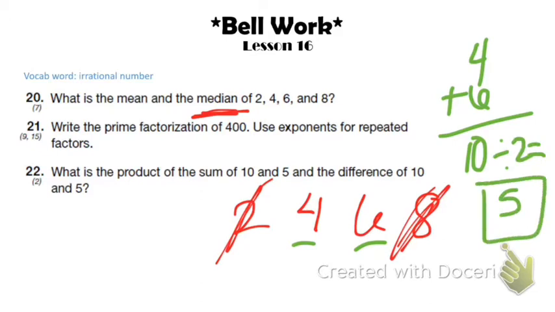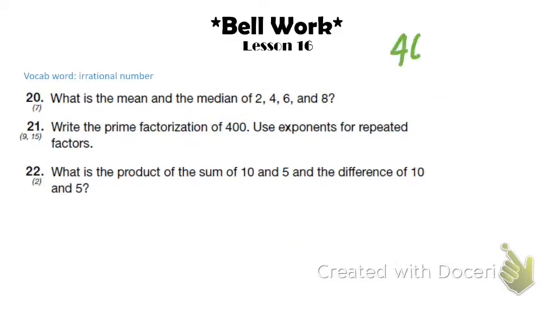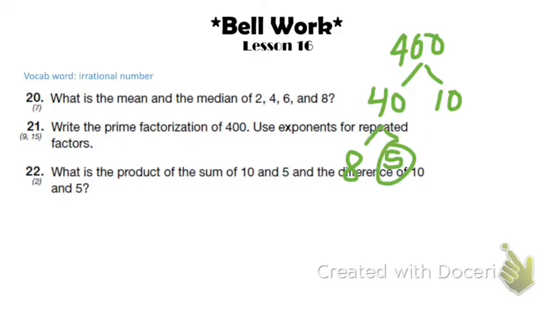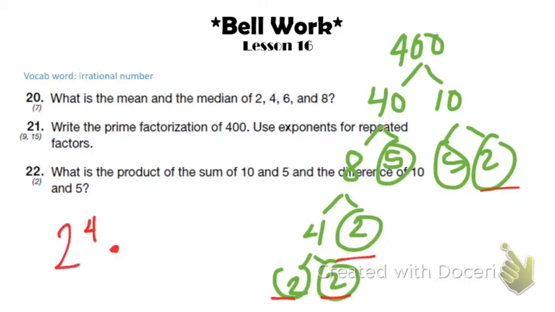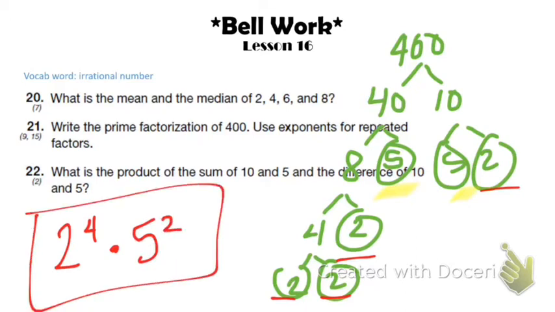21 says, write the prime factorization of 400. Use exponents for repeated factors. So 400, we know we can do 40 times 10. 40 could be 8 and 5. 5 is a prime number. 8 is 4 and 2. 2 is a prime number. 4 is 2 and 2. 10 is 5 and 2. Looking at it, we have 1, 2, 3, 4 twos. So that would be 2 to the 4th power. And then we have 1, 2 fives. So that would be 5 squared, or 5 to the 2nd power.